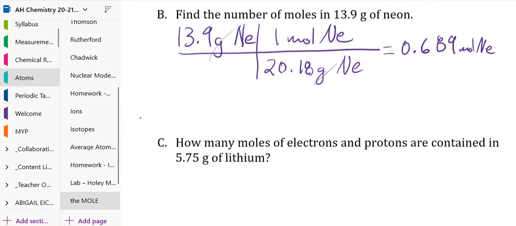Let's do C together. How many moles of electrons and protons are contained in 5.7 grams of lithium? Be careful. Does this ask us for the number of protons and electrons? It asks us for moles of protons and electrons. So we're given grams of lithium. We're going to have to get to moles of lithium. So how will we go from grams of lithium to moles of lithium?